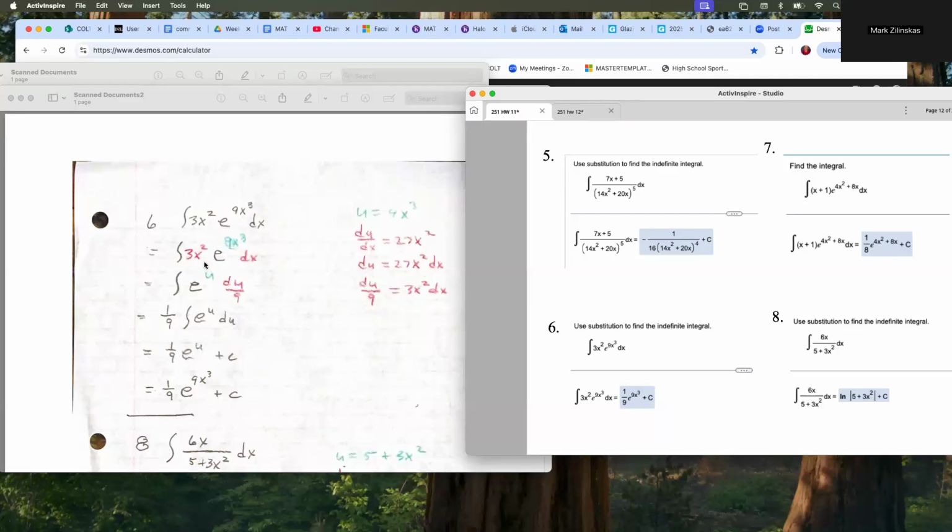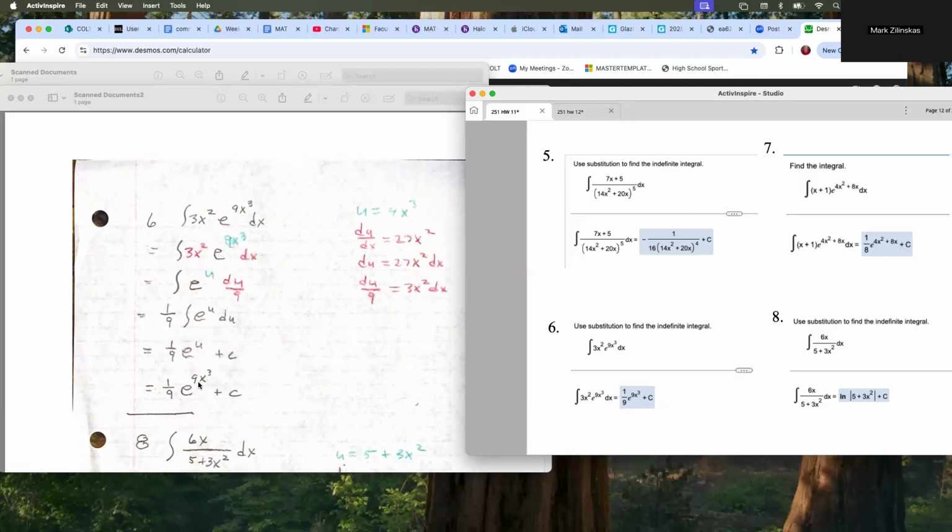This purple stuff right here, 3x squared dx, gets replaced with du over 9, and I just have e to the u. One of our favorite integrals to calculate, right? Because the antiderivative of e to the u, just like the derivative of e to the u is e to the u, same thing with the antiderivative. So therefore, I just have 1/9 times e to the u plus c, and then I'll just go back and pop in the 9x cubed for the u value, and I am done.